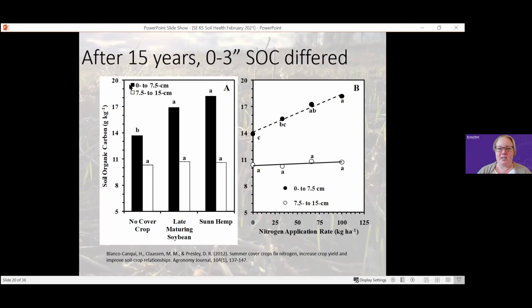I'll call your attention to the black bars and these clear bars, these white bars. The black bars are for the 0 to 7.5 inch depth, which is the top 3 inches. If you'll allow me to just fudge a little here, let's just multiply by 2.